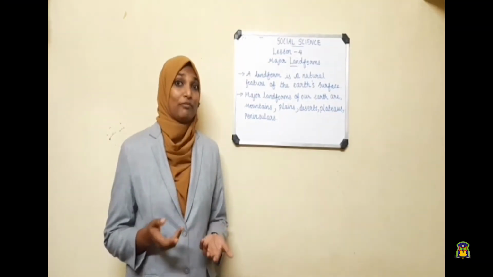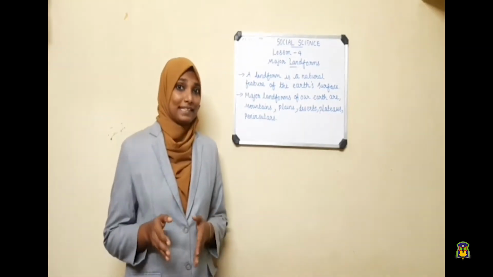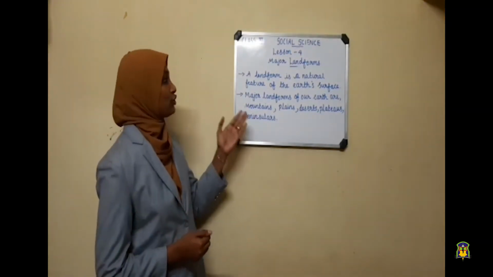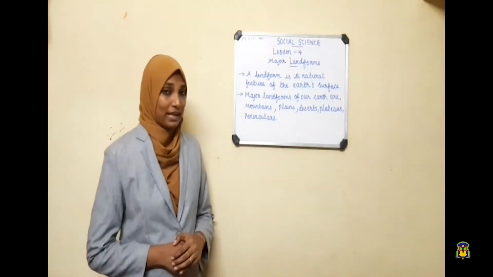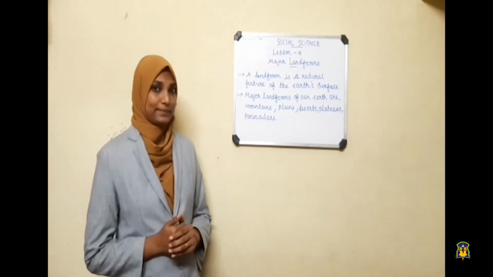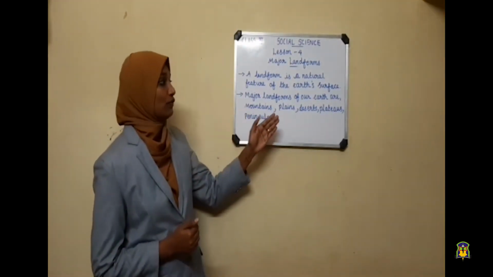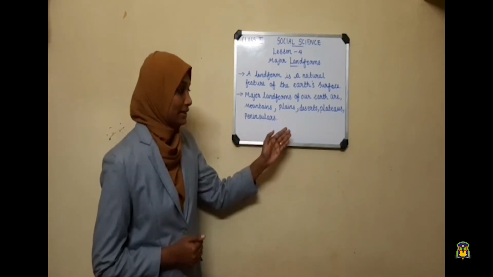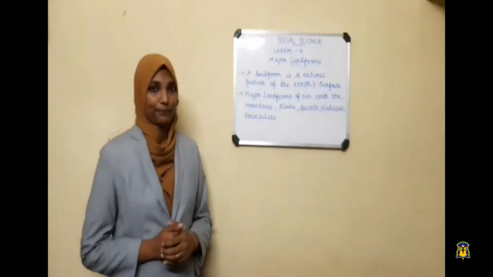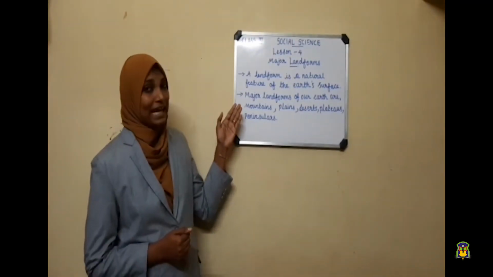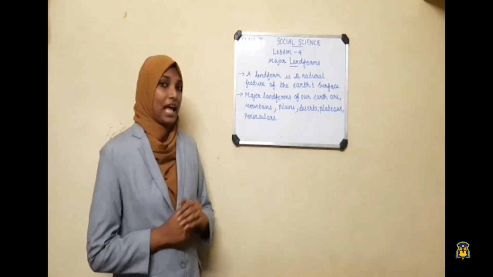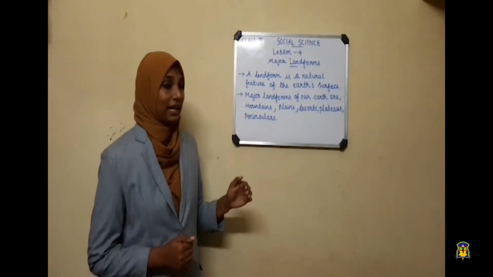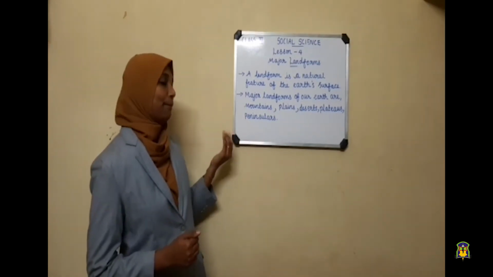Before we learn about various landforms, let us see what landforms are. All of you listen here. A landform is a natural feature of Earth's surface. And the major landforms of our Earth are mountains, plains, deserts, plateaus, and peninsulas.